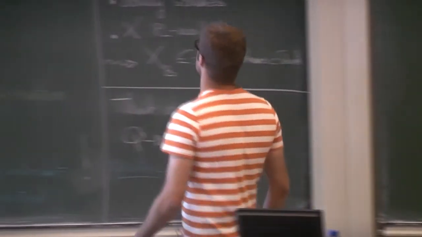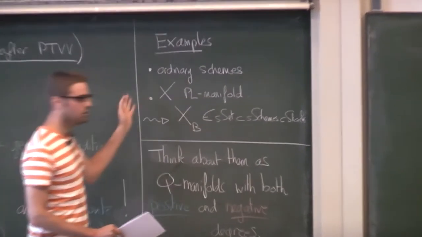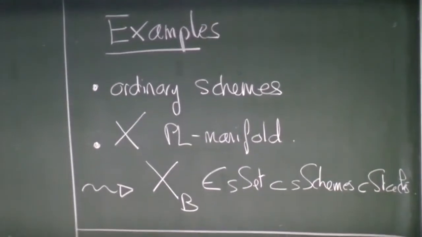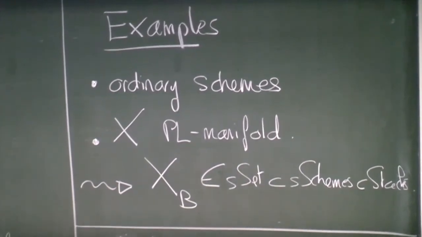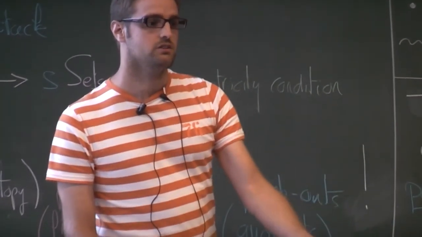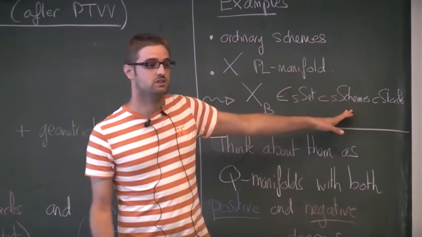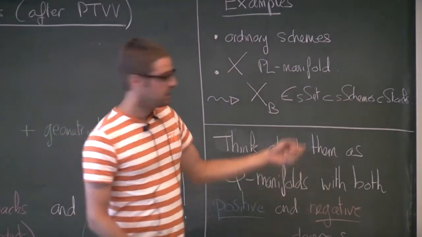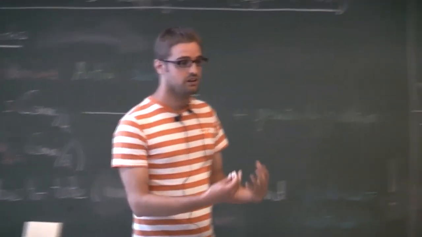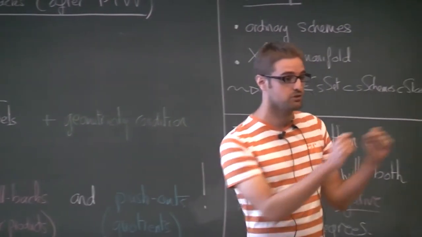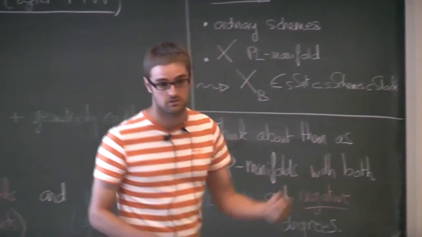Anyway, so one example of this, ordinary schemes are just examples of those, obviously. Another example is that PL manifolds or even homotopy types in general provide examples of derived stacks. The main point is that if you have, let's say, a compact topological space, you take its singular chains, it gives you a simplicial set. Being a simplicial set, it's an example of a simplicial scheme, just a bunch of points. And being a simplicial scheme, by this yoga here, it gives you an example of a stack. So the nice thing is that any topological space gives an example of a stack, and that will be very important in the rest of the talk.